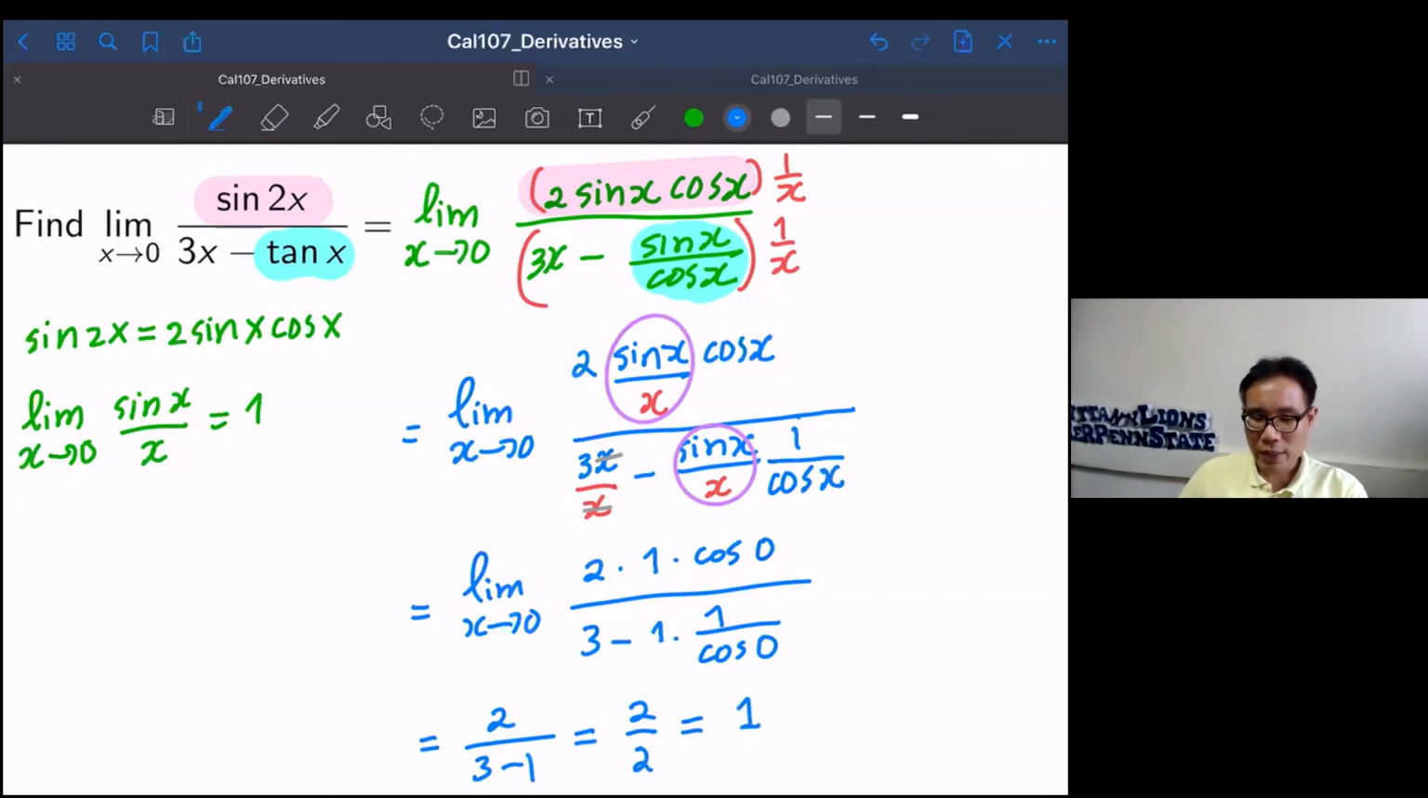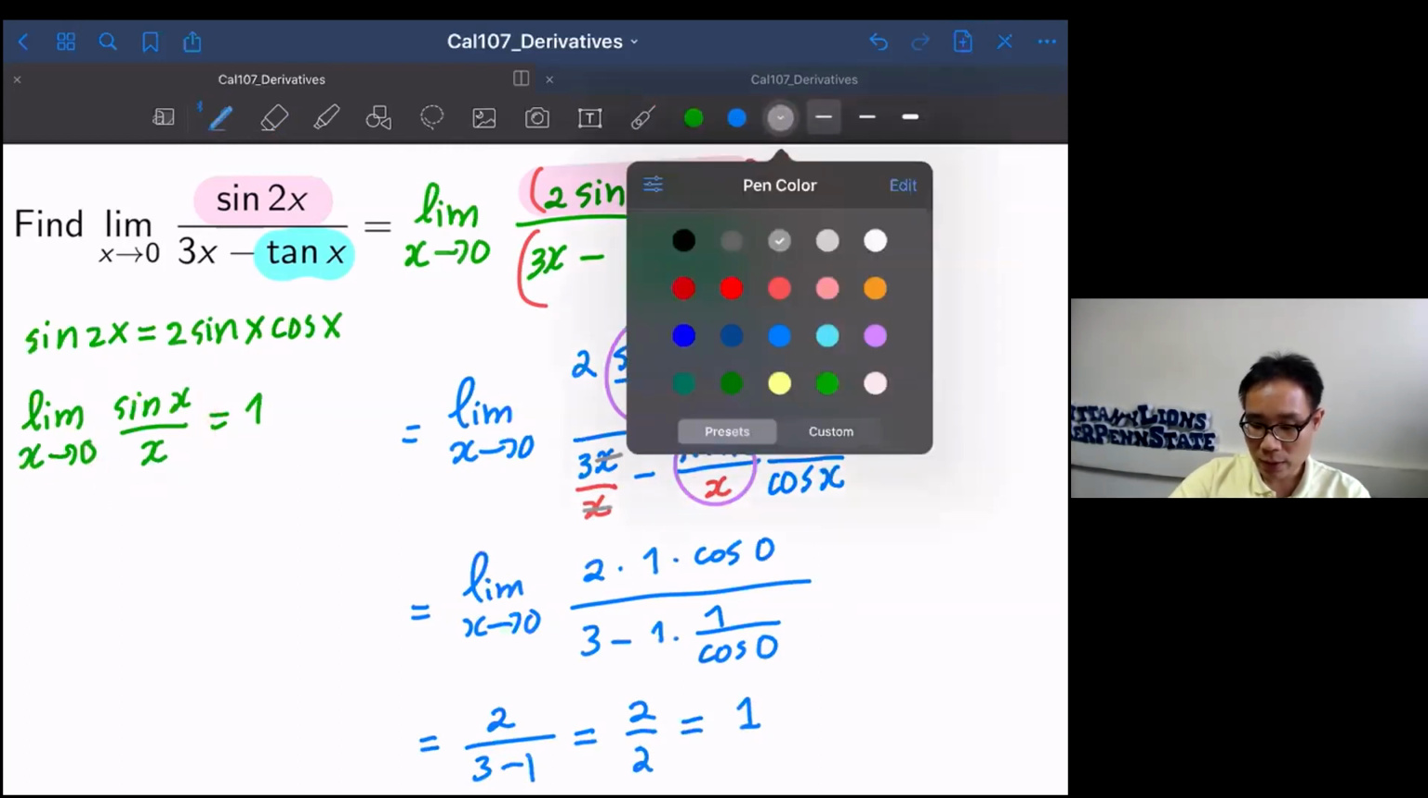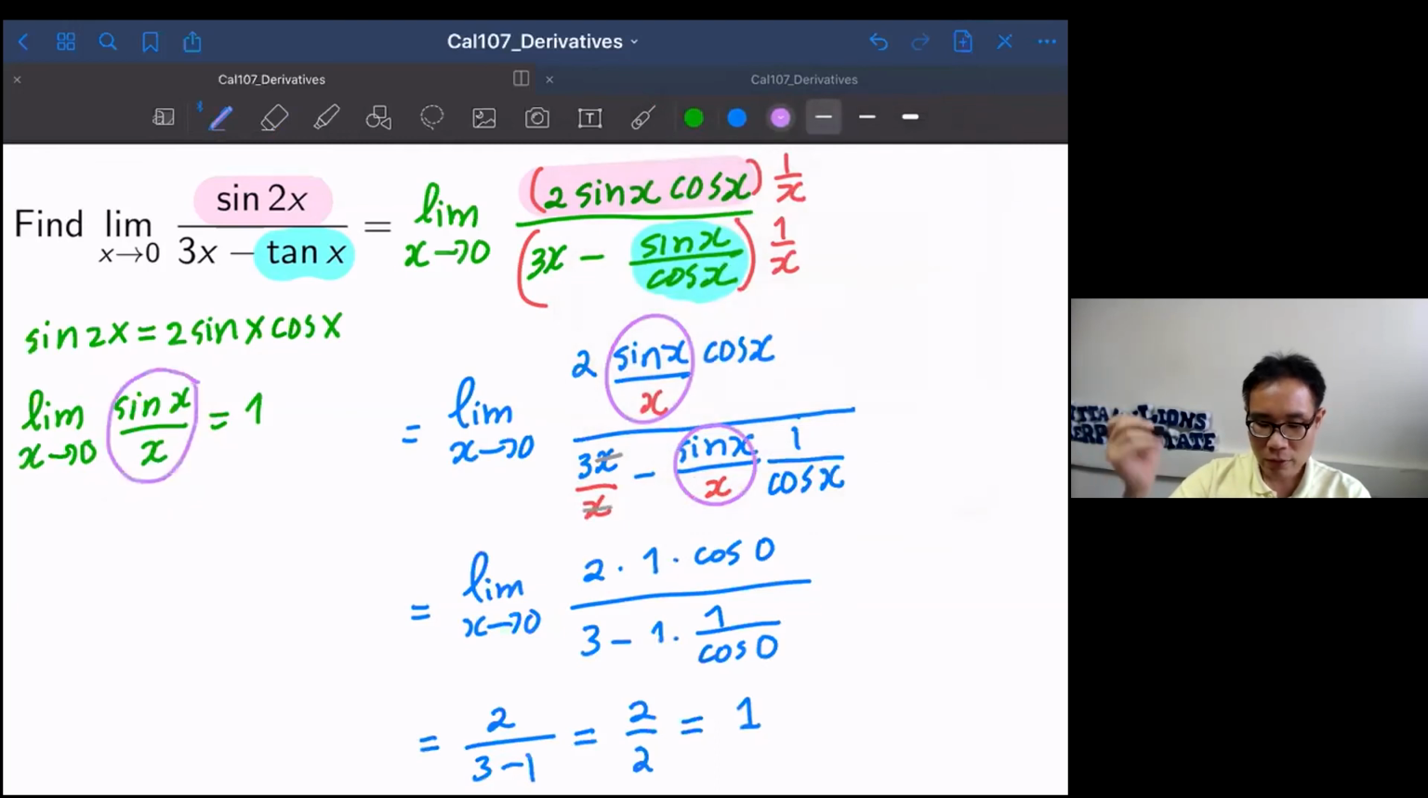It's kind of tricky that you need to know many identities, I know, but this is the last question, so it must be the most difficult one. You have sine x, and you need sine x over x to have the limit equal to 1. So you multiply 1 over x on top and 1 over x on the bottom to create these terms, and this is the whole thing.